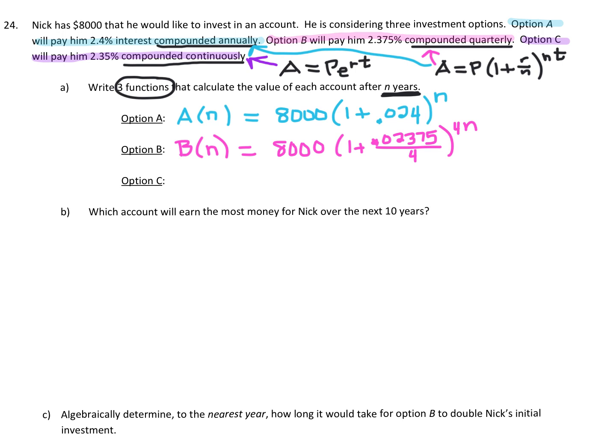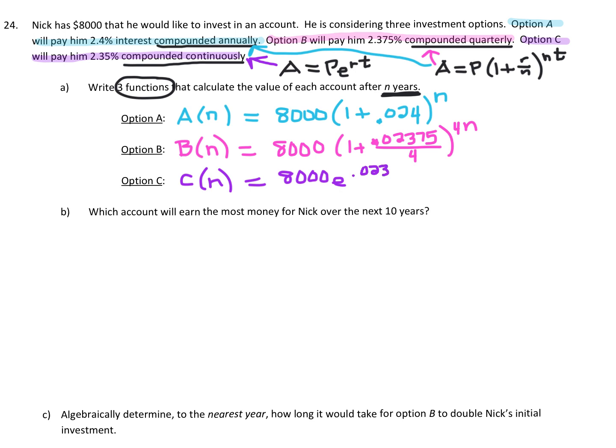Okay, so then option C, they want us to use the APERT formula, right? Compounded continuously. So this time I'm going to call it C of n. The initial amount is still 8,000. And then this time, remember, we're using this formula. So our base is E. Whenever you're working with something that grows continuously, your base is always going to be E. And in this one, our rate is 2.35%. So again, if we move the decimal over twice, it's 0.0235.